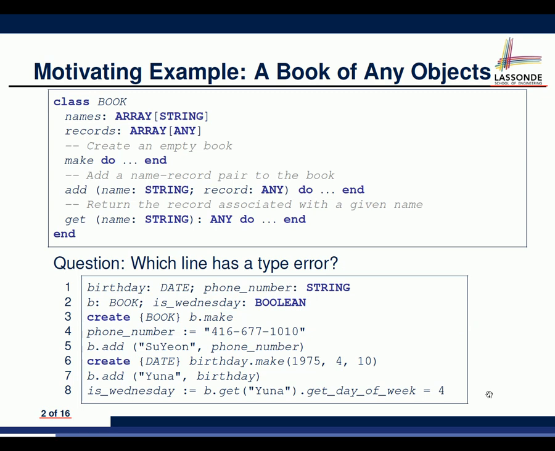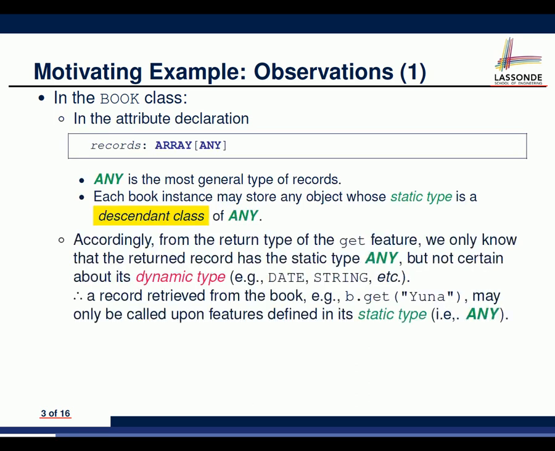Okay. Let me also help the rest of the class understand. What you're saying is right. We need some cast. But what's the type statically for b.get? Because right now it's any. Any, right? Exactly. That's exactly correct. Since we talk about compilation, what the compiler can do is only look at the declaration for the feature. So over here, when you look at b.get, it's going to be of static type any. And any does not have this date-specific feature. That's why it wouldn't compile.